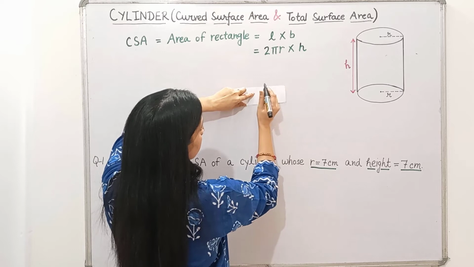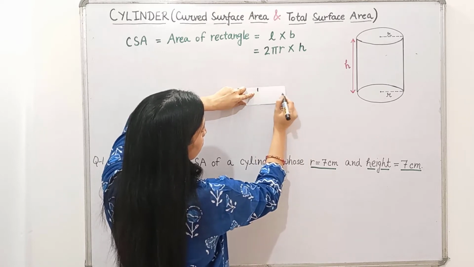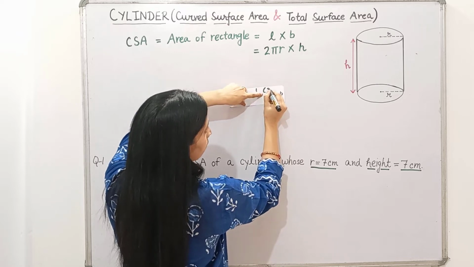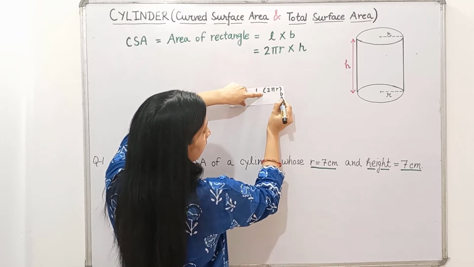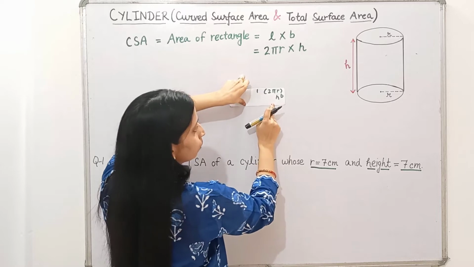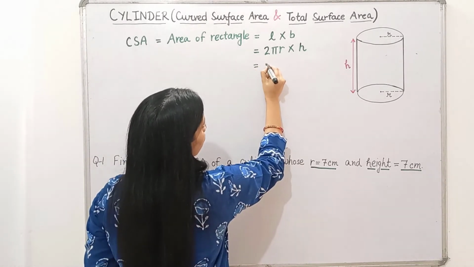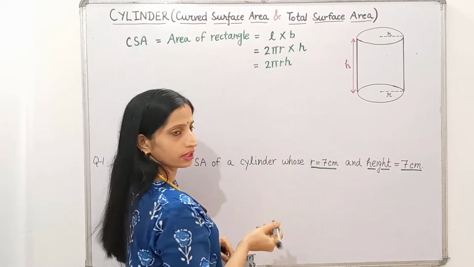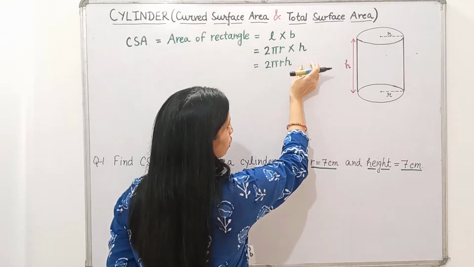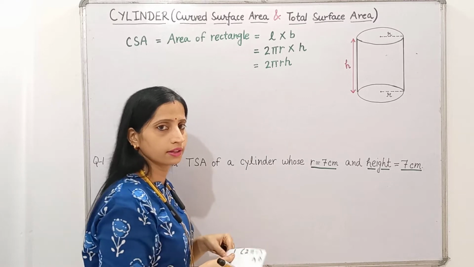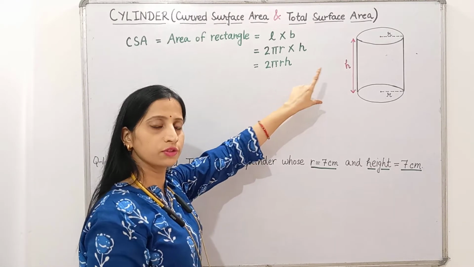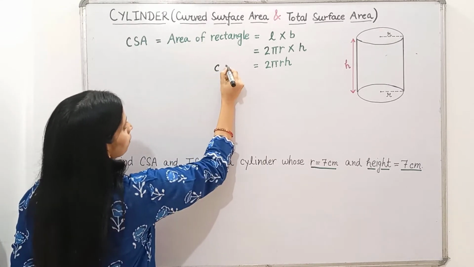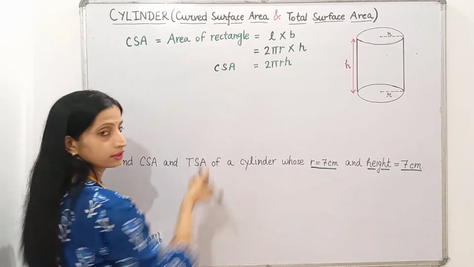So let's write L into B. This L is 2 pi r, and this B is h. So it will be 2 pi r h. 2 pi r h. Okay. And the units will be square centimeter, square meter. The unit of area will always be in square. Okay. So this is CSA, curved surface area.